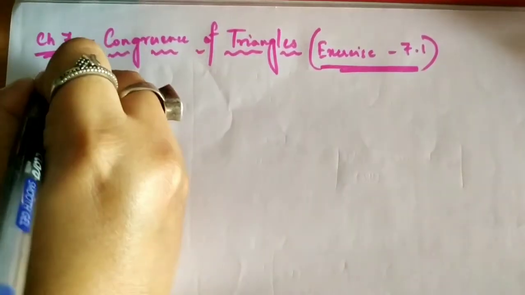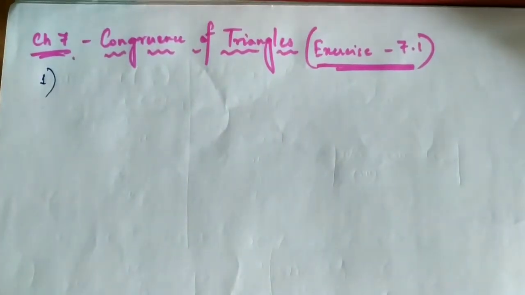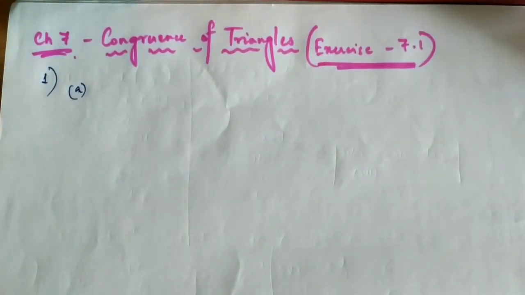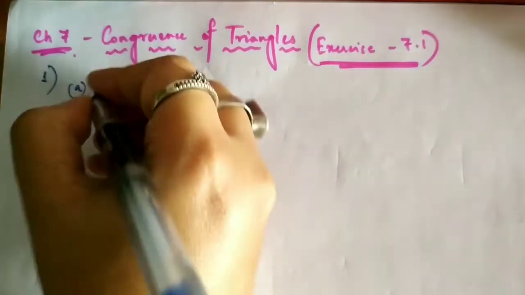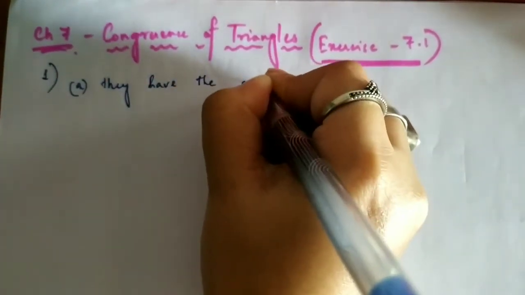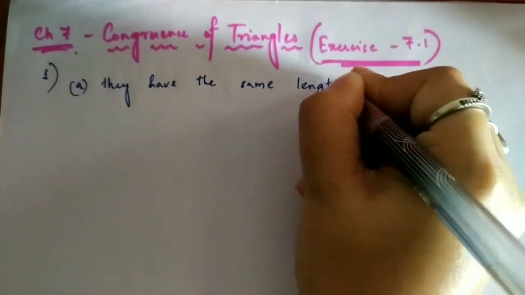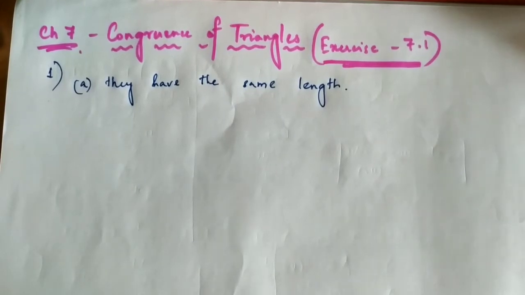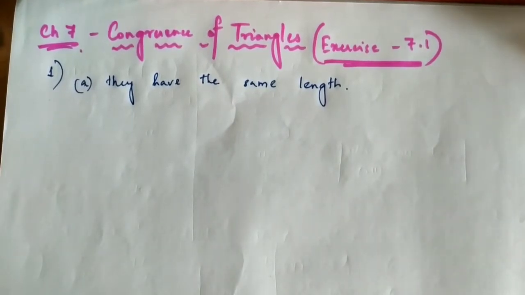So the first question of the exercise 7.1 is complete the following statement. I'll be writing only the answers. It's given, two line segments are congruent if, so if the line segments are to be congruent, what is the criteria? If they have the same length. Suppose one line segment is of 5 centimeter, then the other line segment, if it has to be congruent, also has to be of measure 5 centimeter. It cannot be 10 or 4 centimeter, otherwise the line segments will not be congruent.